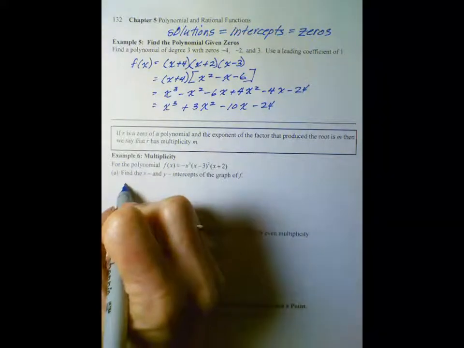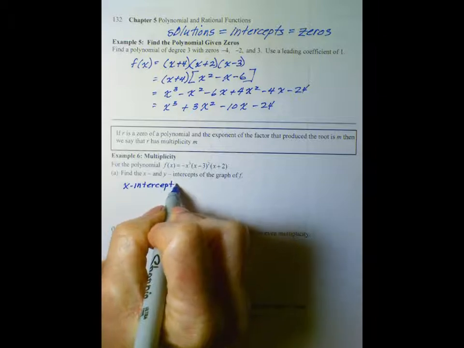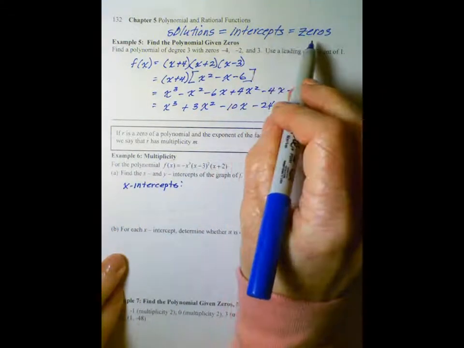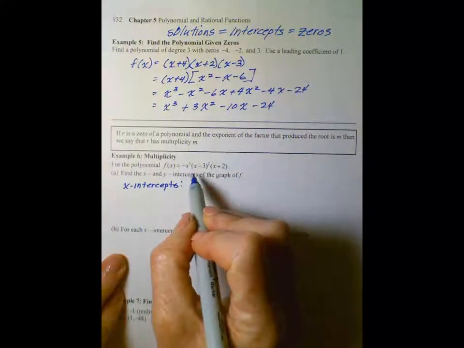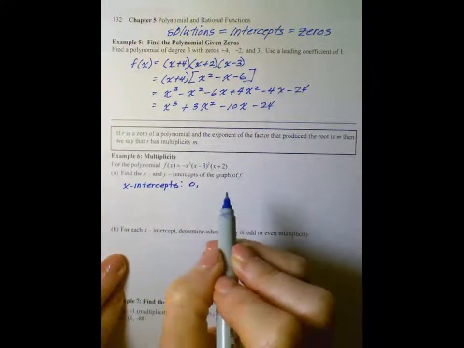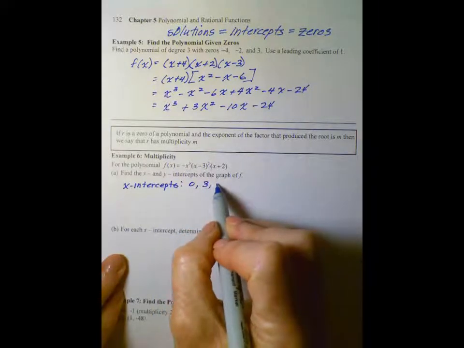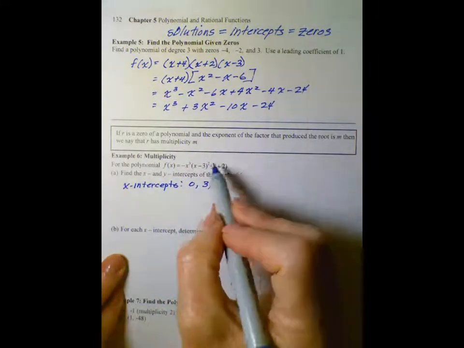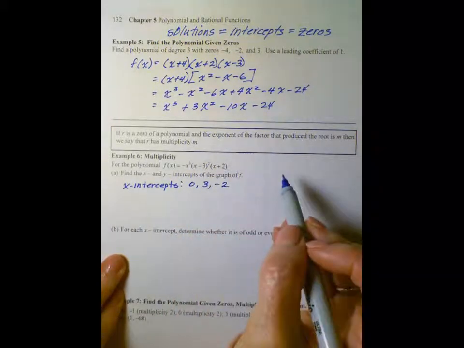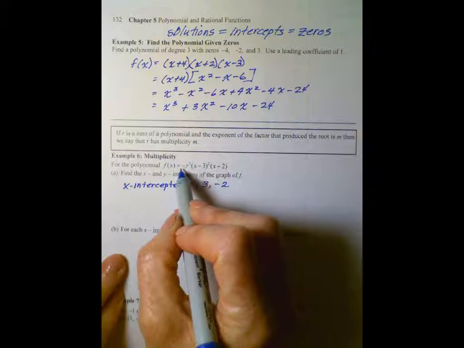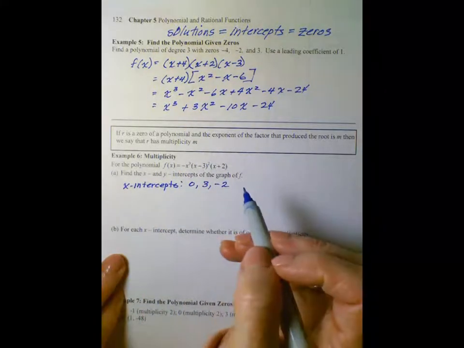So what are the x intercepts? Well, we said intercepts are zeros or solutions. We just said what the zeros are. We have the zero of 0. We have the zero of 3 and -2, right? x plus 2 equals 0, x equals -2. x minus 3 equals 0, x equals 3. x cubed or even -x cubed equals 0, x equals 0.